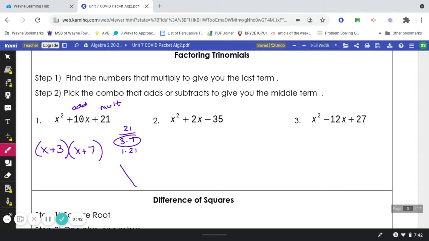If you learned the x method in the 9th grade center, you could also use that where you put the 10 and the 21 in and then work to get the 3 and the 7.